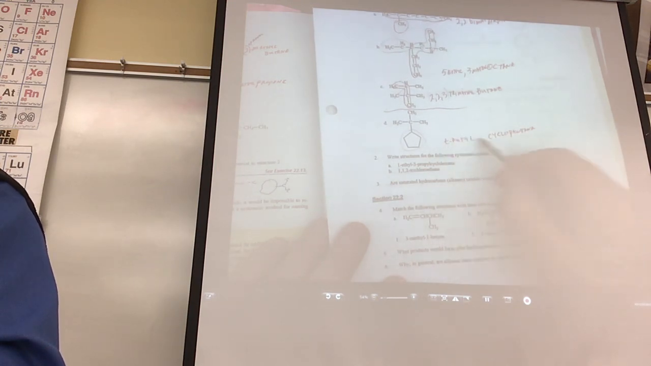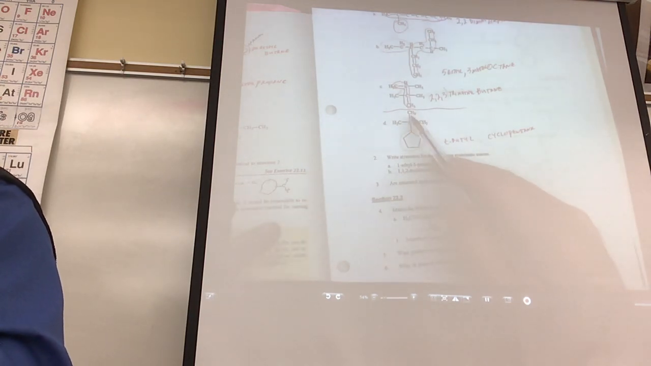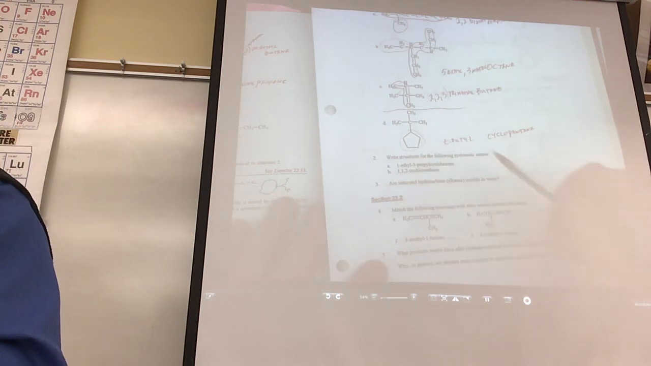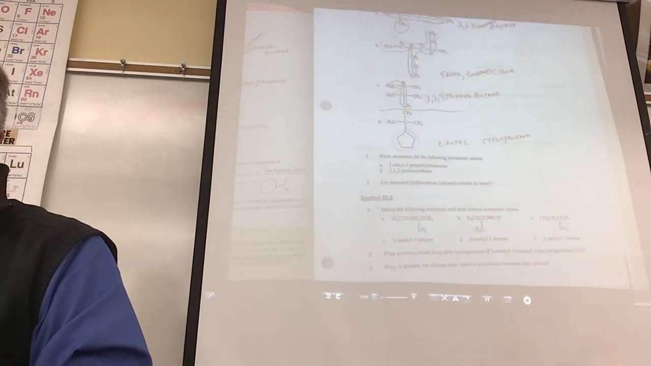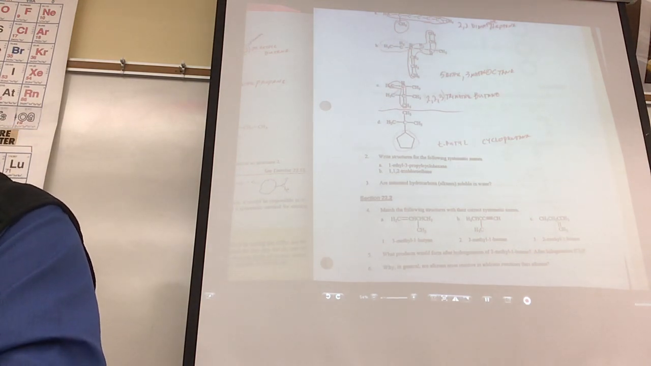Wow. I didn't think anybody would get that. This branch is a butyl branch, but it's a tert-butyl, isn't it? Tertiary butyl branch. So tert-butyl cyclopentane. Was that it? That's it. That was a hard one.